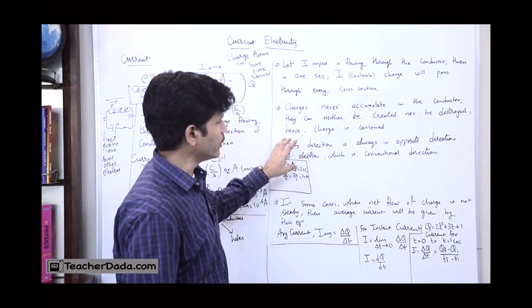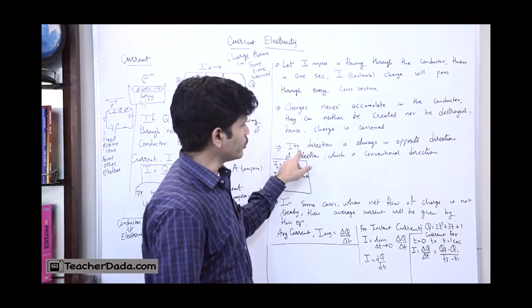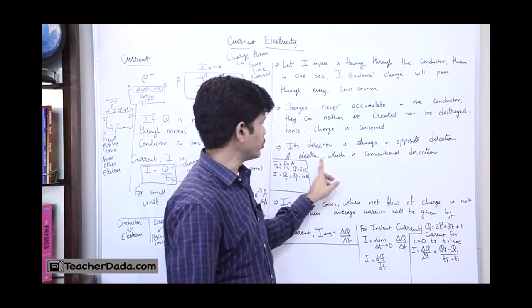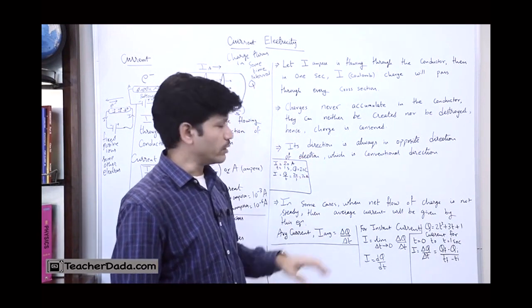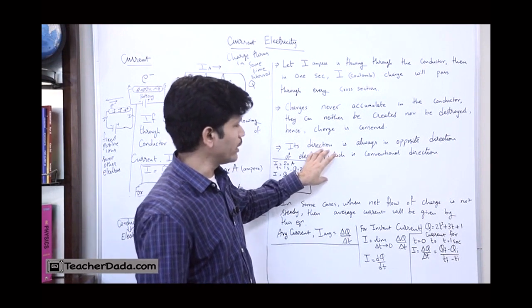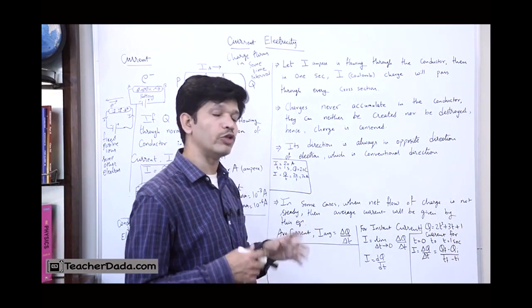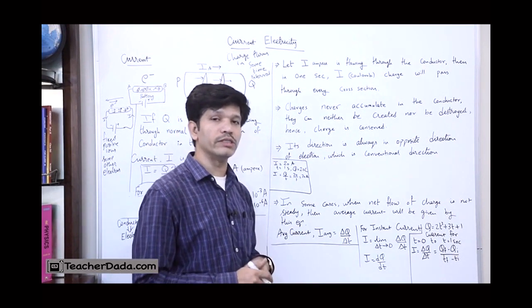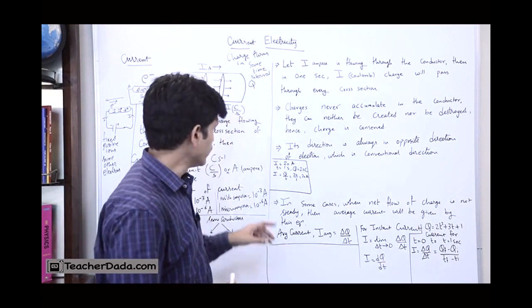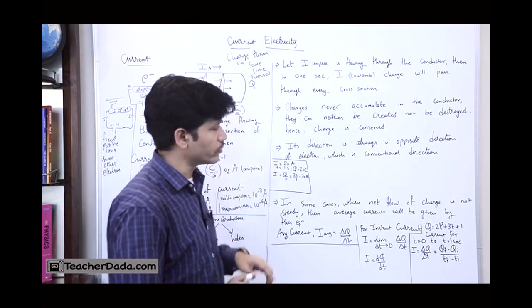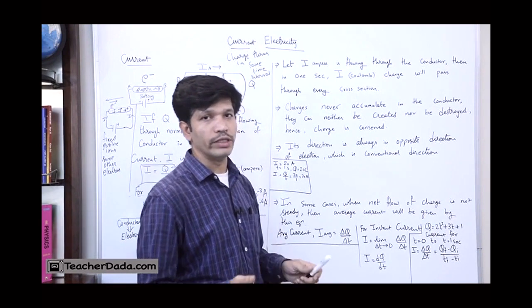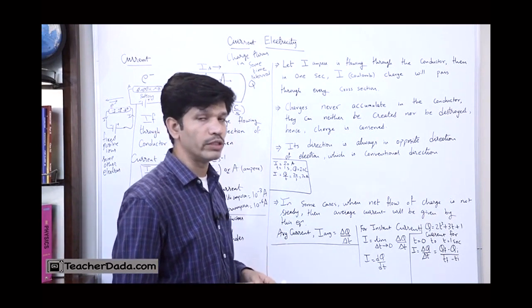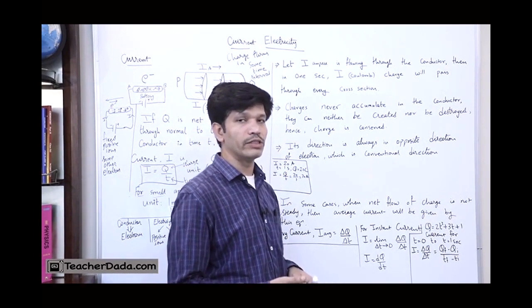Now let us see the third point. Now the direction is always opposite to the direction of electrons. The direction of charge means the direction of current. Whenever we talk about current, it is the amount of charge per unit time. So the unit is coulomb per second, and the SI unit of charge is coulomb.